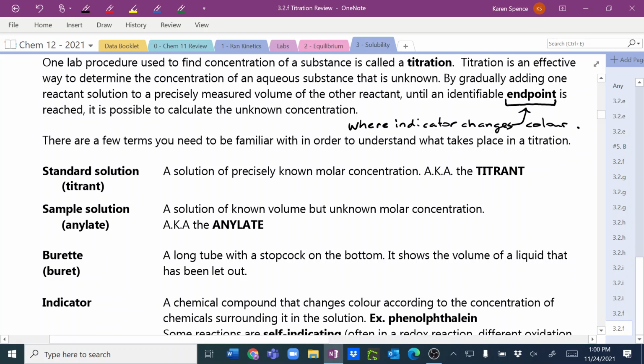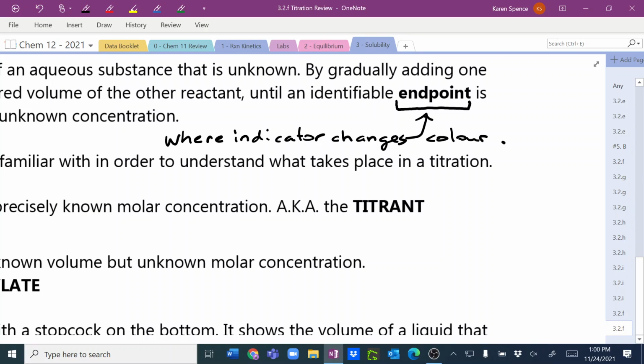What indicator did you guys use in your titration this year? Do you remember? Yes, phenolphthalein. And what colors was it? It had 2 different colors. Colorless. Yes, because water is clear, but blue water is also clear. Like if you just put blue food coloring in it, it's also clear, but it would be clear and blue, so colorless. So it goes between pink and colorless.